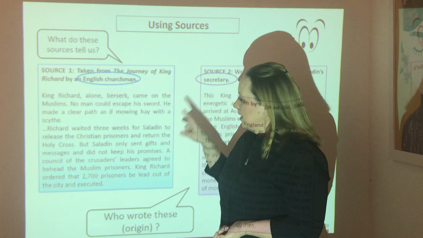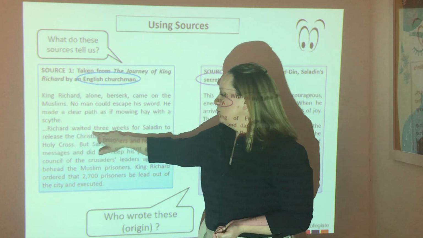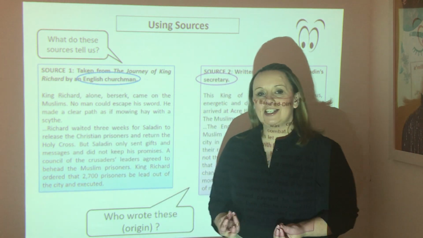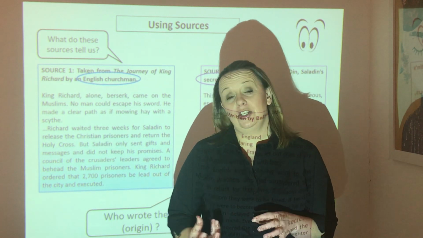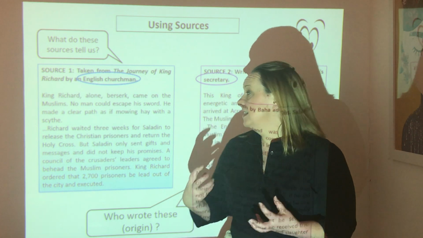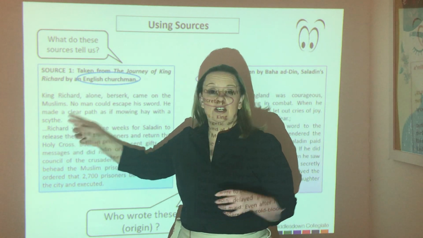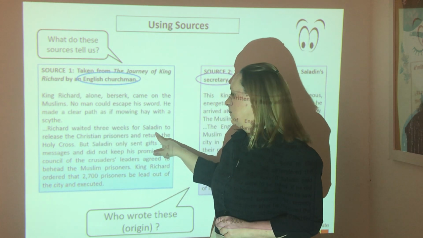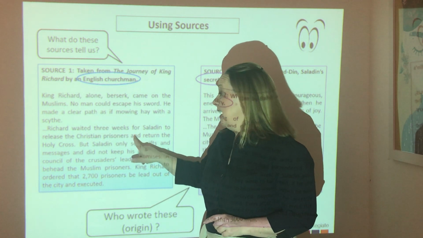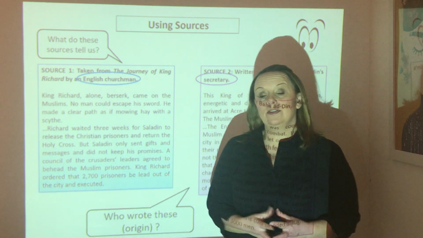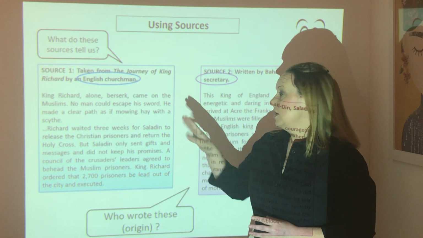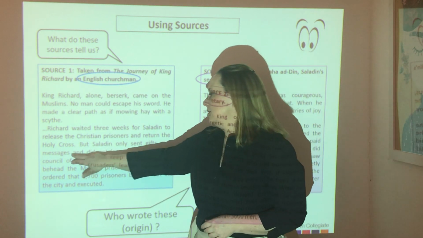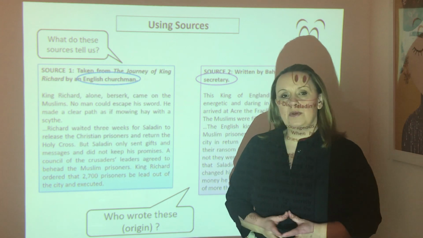Okay, but also, interestingly, the fact that he says waited 3 weeks gives you the impression that Richard was actually patient. He was a good leader. He didn't go and just take revenge, did he? He's waited for Saladin to do the right thing. And according to this, he hasn't quite done the right thing. He hasn't released the prisoners, even though Richard waited 3 weeks. But Saladin only sent gifts and messages and did not keep his promises.